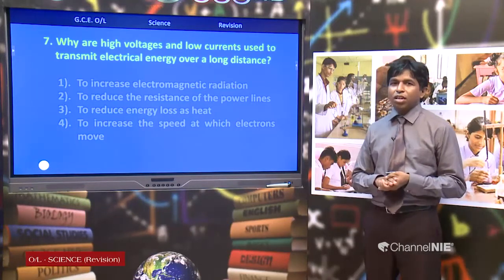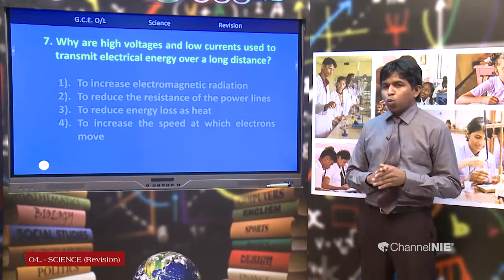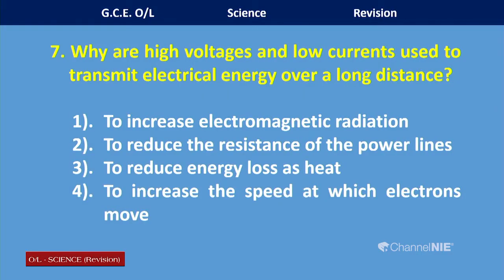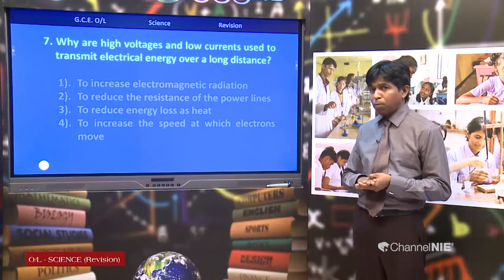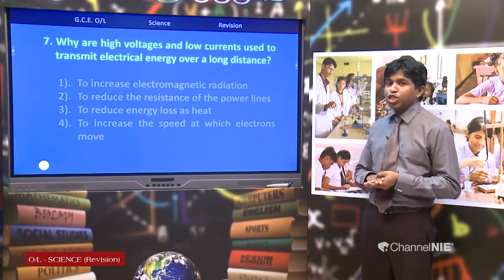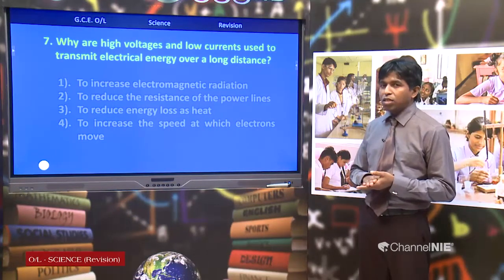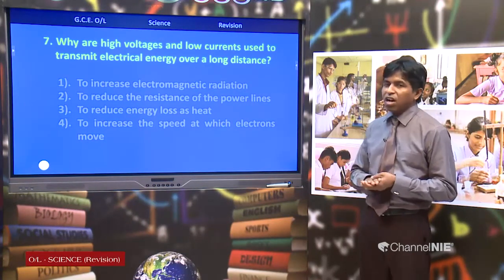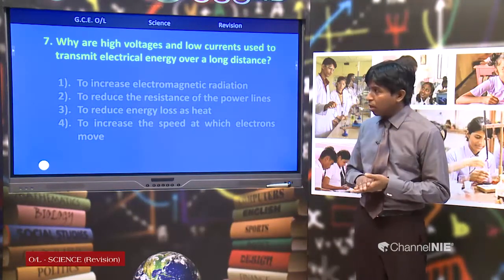So how to minimize this energy loss as heat due to the heating of the cables during the transmission? The method they use is that transmission is done under high voltage. When the voltage becomes high, the amount of current flowing through the wires is kept low. When the current is kept low, the amount of heat generated in the wire also reduces. Then we can reduce the wastage of energy as heat by keeping the current low.